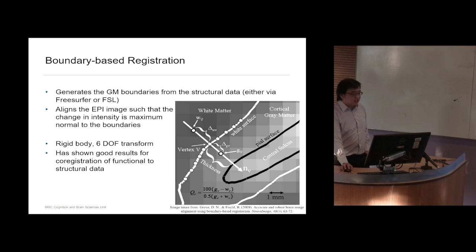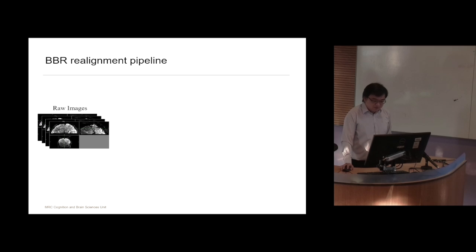And what it does is that it aligns the EPI image such that the change of intensity in the EPI image is normal to the boundary. So that's kind of what this picture is illustrating. And this is a rigid 6 degree of freedom transform, and it has shown good results for the co-registration of functional to structural data. But here we are doing something slightly different in that we are trying to register functional data to functional data across a time series. So how do we do that?